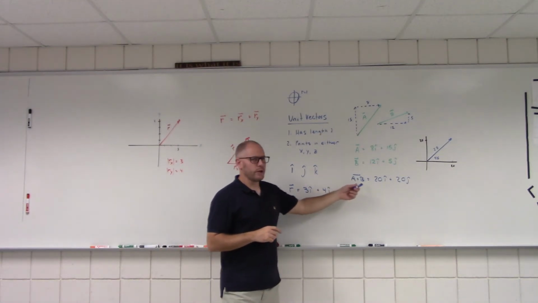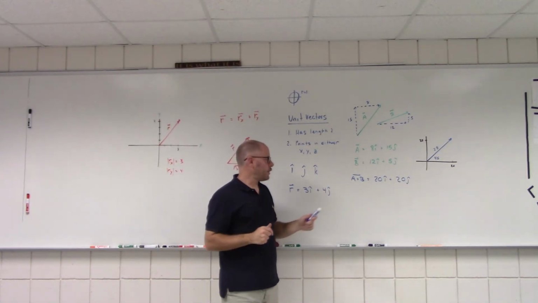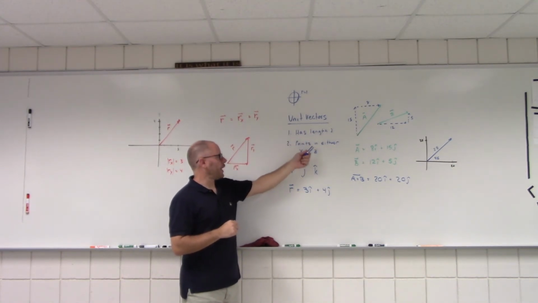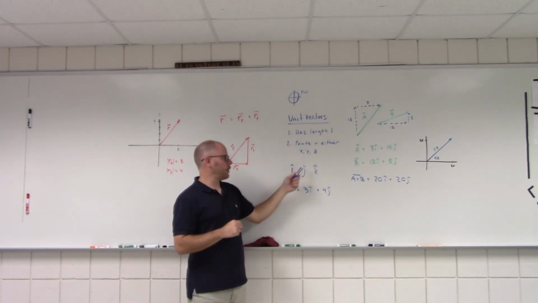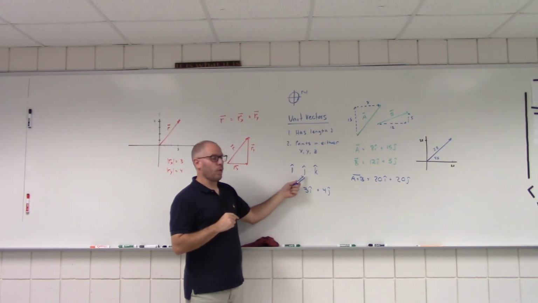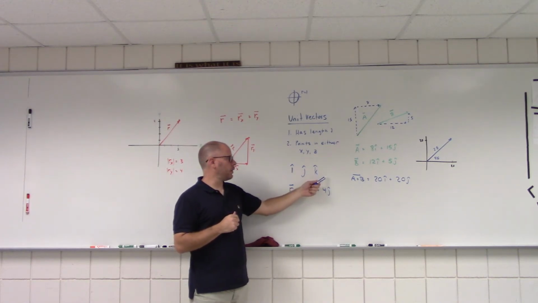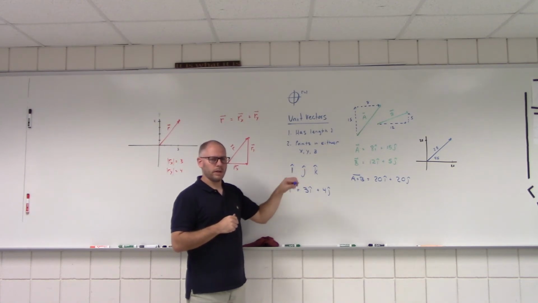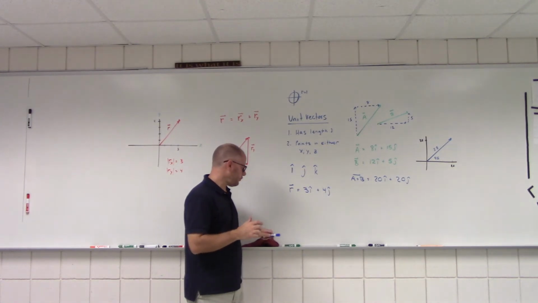So we're going to be using the unit vector notation, and if I just want a unit vector by itself, a unit vector has length 1, and it points in either the x, y, or z direction. So i hat has length 1 and points to the right, or left if it's negative. j is up or down, and k is the z direction. It's either in or out.